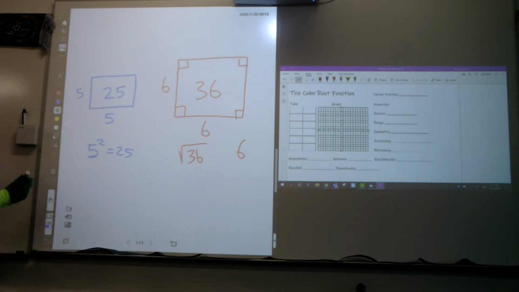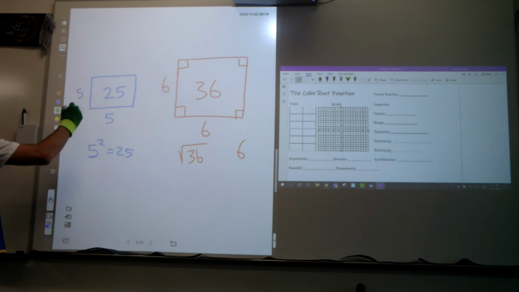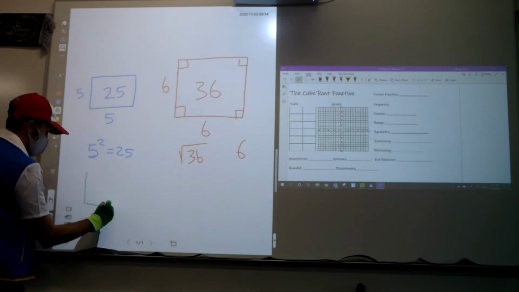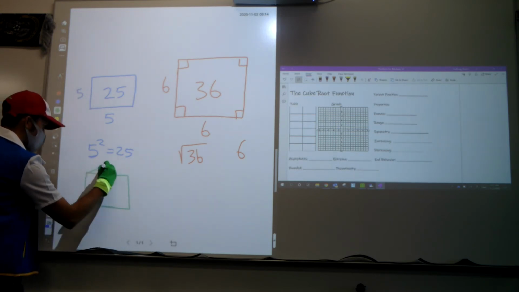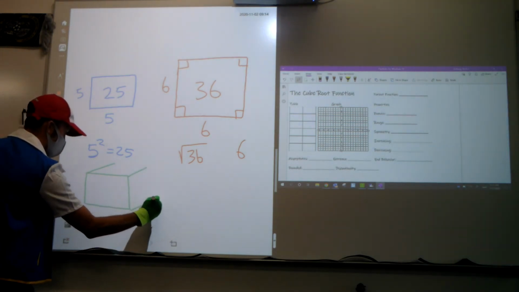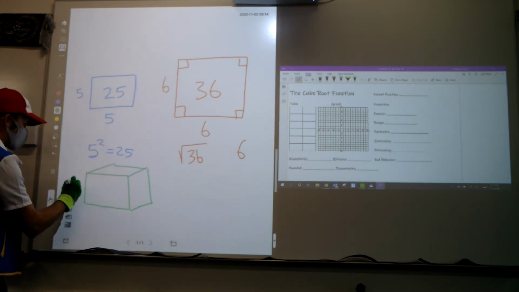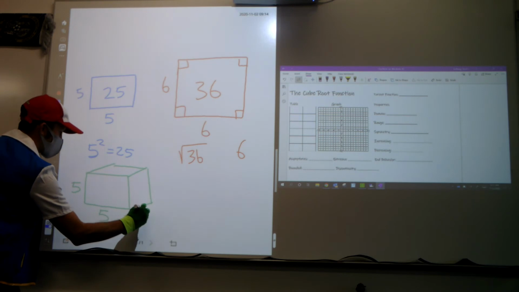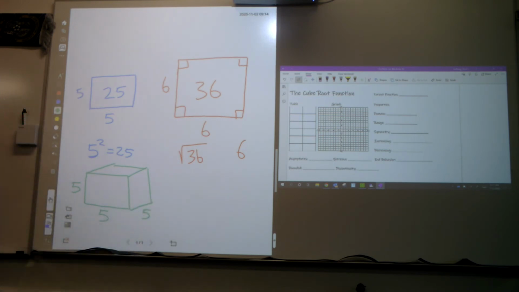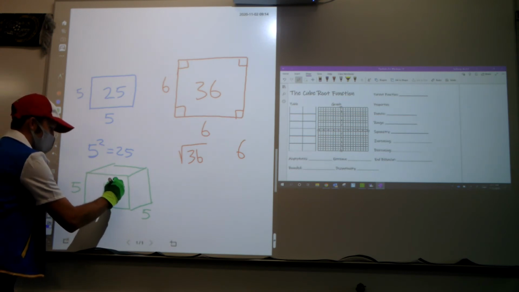So now, let's look at this. If I'm going to, instead of squaring 5, let's say I cube it. What does that mean? 3 times. So instead of building a square, what are we going to build? How good of artists are you? Does that look like a cube? Sure. How would you find the volume of this cube? Length times width times height. You times it by itself 3 times, and I get 125.